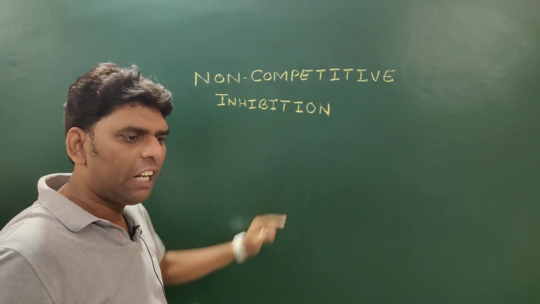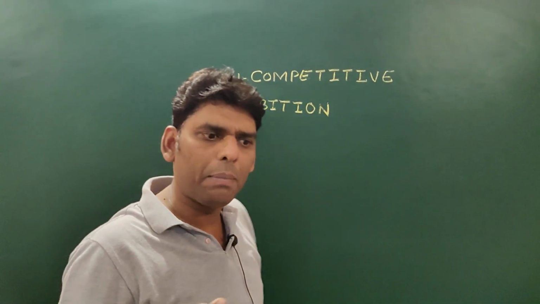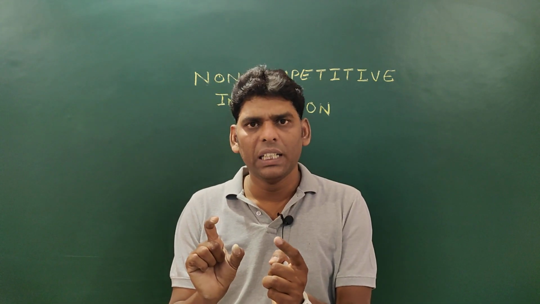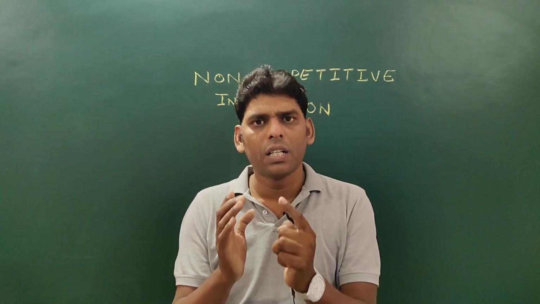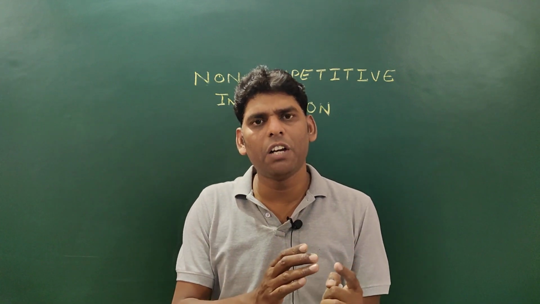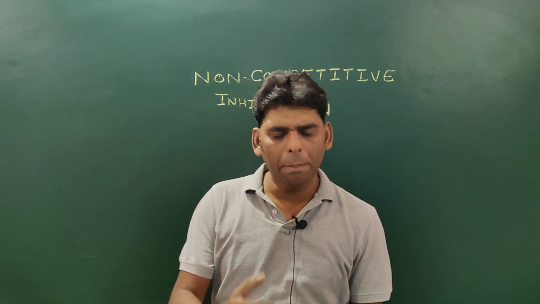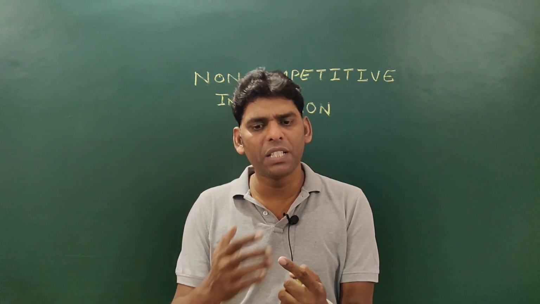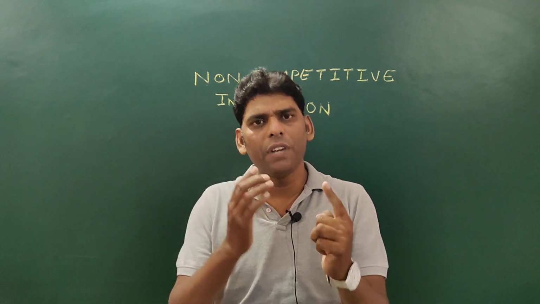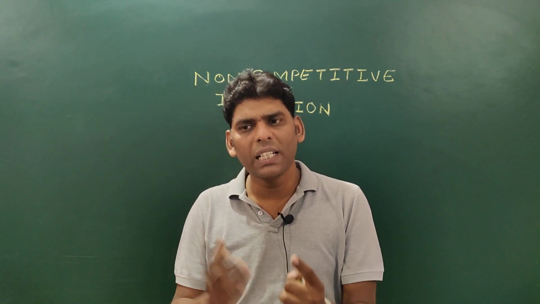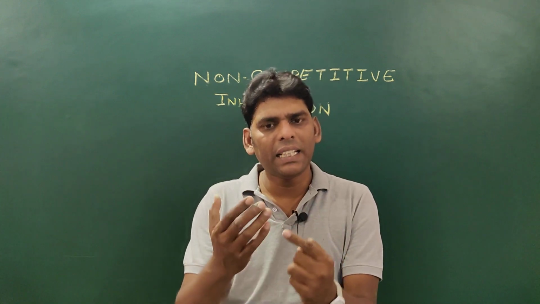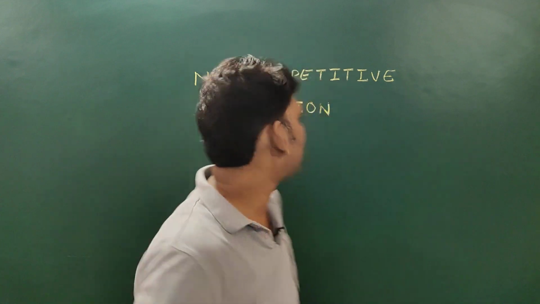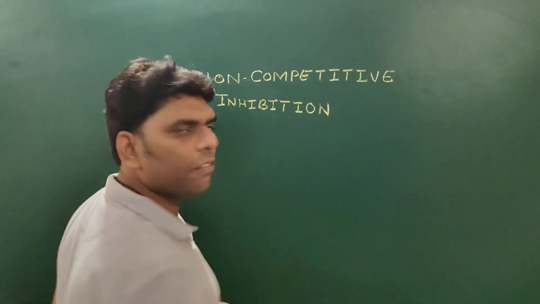If both substrate and inhibitor bind simultaneously with the enzyme molecule, it means there is no effect on the affinity of enzyme and substrate, or on the affinity of enzyme and inhibitor. It means the binding of inhibitor does not affect the binding of substrate. There is no change in the affinity of enzyme with the substrate molecule, or you can say when enzyme and substrate bind, they do not affect the binding of inhibitor. So students, let's understand what this non-competitive inhibition is.